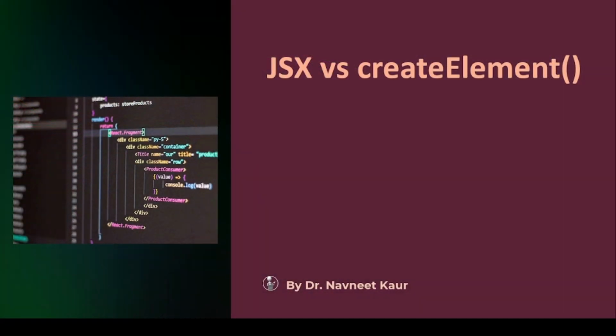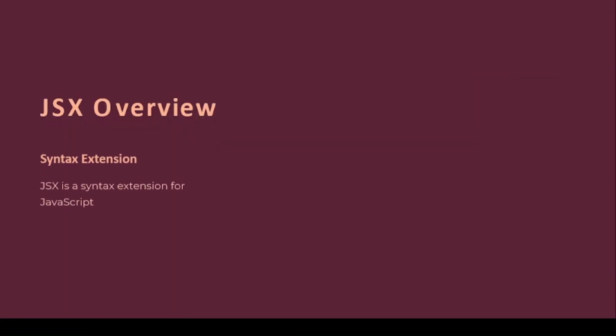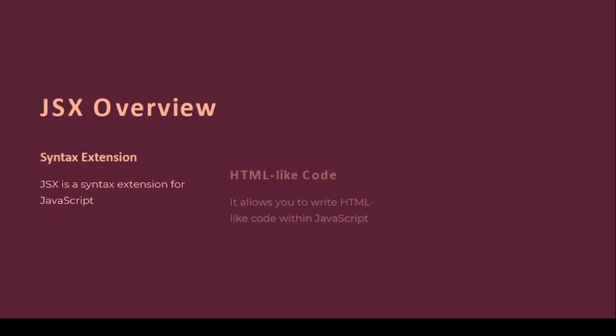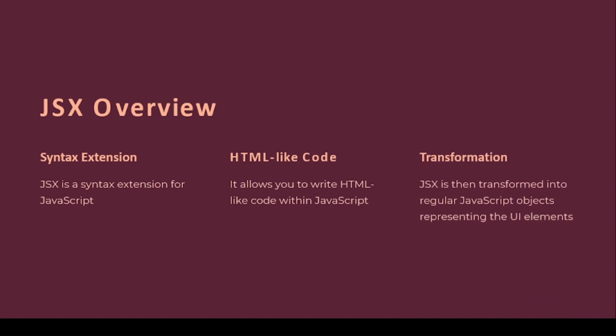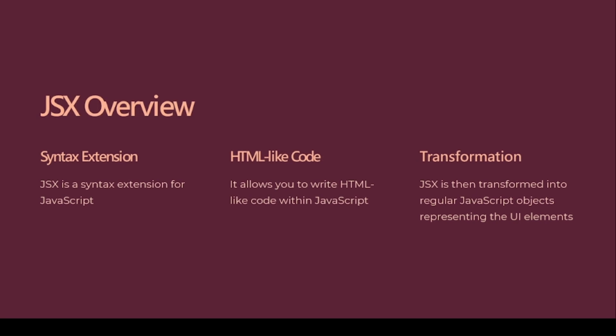In the previous videos, I already mentioned JSX. It's a syntax extension for JavaScript. It allows you to write HTML-like code within JavaScript, and then it gets transformed into regular JavaScript objects that represent your UI elements. We have already seen in the previous videos how easy it was for us to include this HTML-like code within the component and get it rendered on the browser as a user interface element. It will give you a feeling as if you have created your elements using HTML.